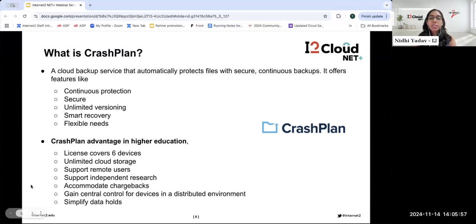It accommodates chargebacks. Its reporting web app shows your users by department, making chargebacks easy. Then you have central control over all devices, even in a distributed campus environment. A single admin console for all departments and colleges makes it easy to manage deployment, monitor backups, and analyze data. Lastly, it simplifies data holds for legal compliance. It automatically logs data retention policies to easily support Freedom of Information Act requests and other legal holds without affecting backups or productivity. Next slide, please.